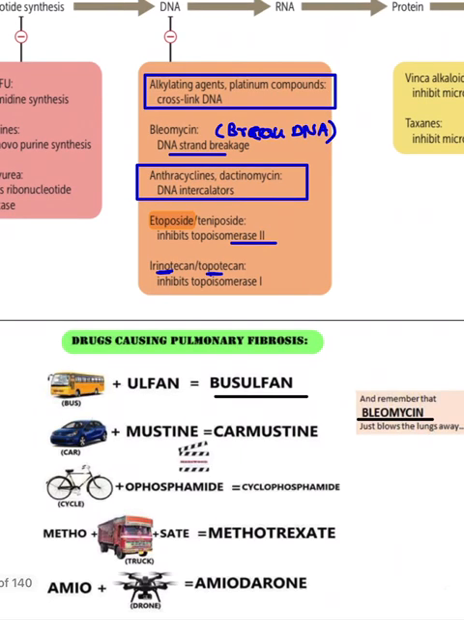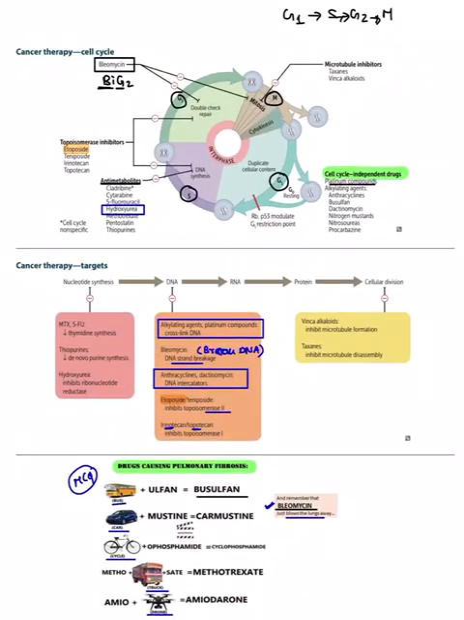Think of all the names that have a vehicle-type word. If the name is busulfan, bus is coming. Then carmustine, car is coming. Then cyclophosphamide, cycle is coming. Methotrexate, looks like truck is coming in the name. Amiodarone, drone is coming in the name. Then bleomycin, it blows out the lung. So these are the drugs that cause pulmonary fibrosis. This is important from the MCQ point of view.